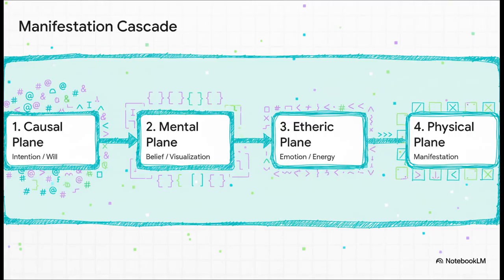Let's break that down. The protocol is showing a four-step process. It starts in the causal plane, which is just pure intention. Then it moves to the mental plane, the realm of belief and visualization. From there, it flows into the etheric plane of emotion and energy, and finally, it solidifies in the physical plane as manifestation, a thought literally becoming a thing.